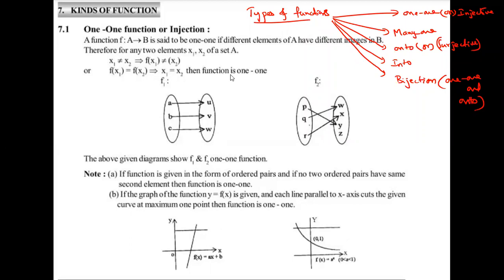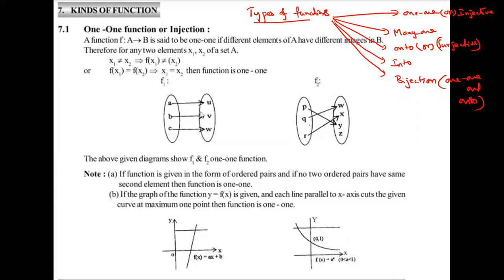See, what is 1-1? A function f mapping A to B is said to be a 1-1 function. Means what, dear students? If distinct elements of domain A have distinct images in B, that is called a 1-1 function. Once again, distinct elements of A have distinct images in set B, that is called 1-1. What is another way you can say that?